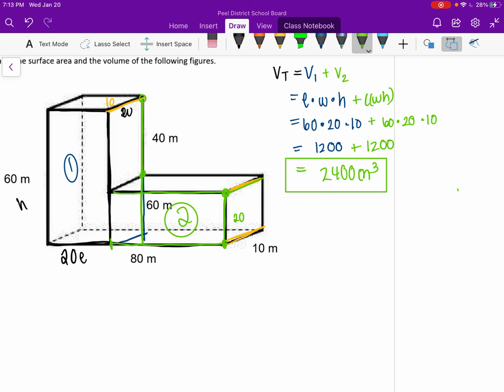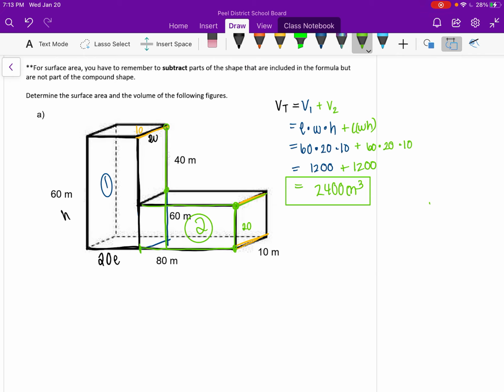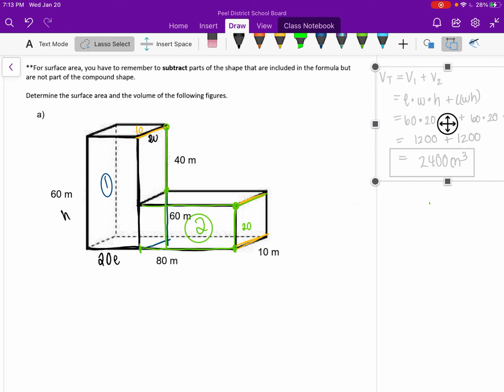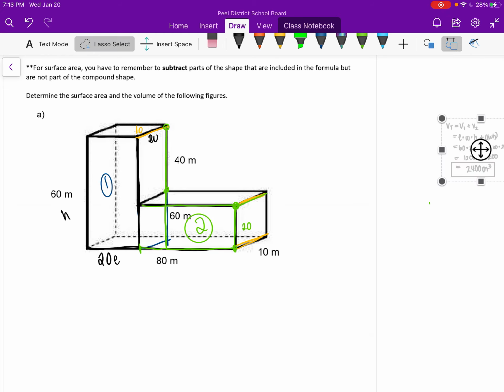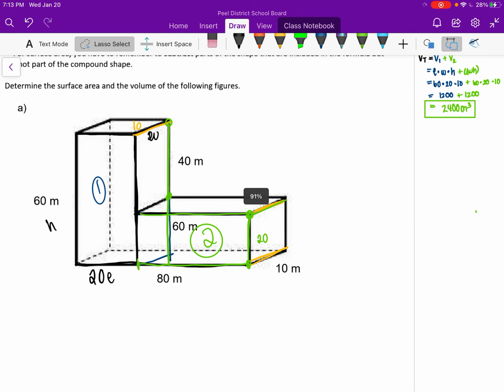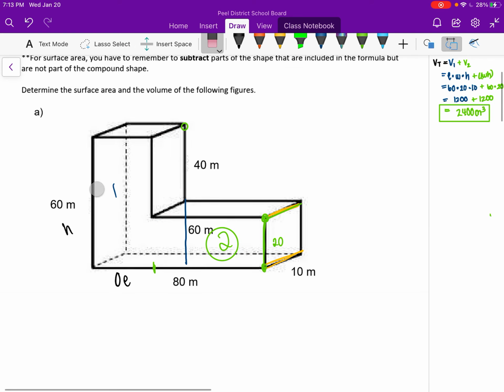That's my volume, right? I'm actually going to move this all to the side. The reason I'm going to do this is because I need to erase quite a bit. I'm going to make it smaller, but we know that 2400 is the volume. Okay? Now, I'm going to erase this all.